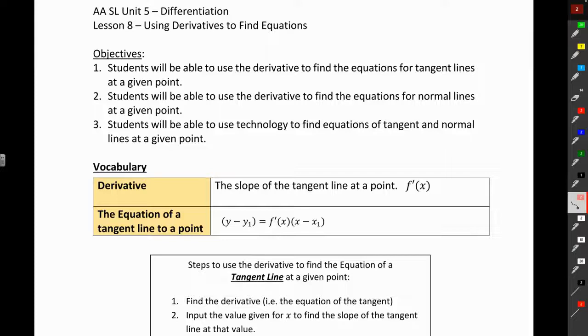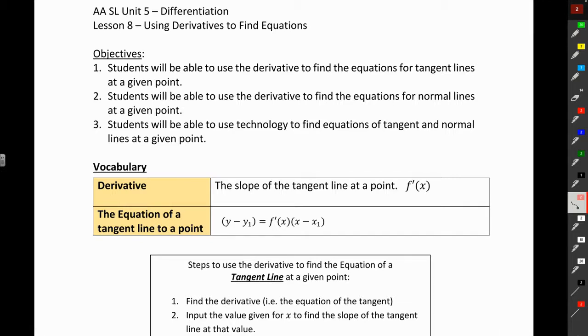Hi everyone, in this lesson we're going to be using derivatives to find equations. And we start off with some vocabulary. Of course we have the derivative, the slope of the tangent line at a point. Usually we represent that by f prime of x or y prime of x.